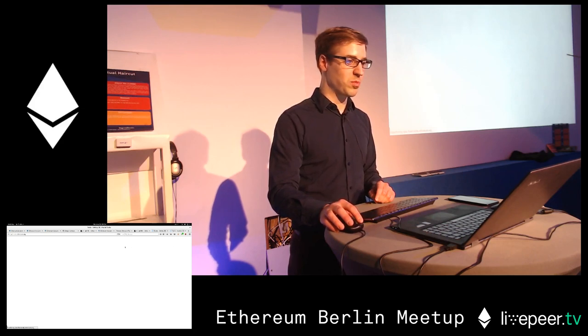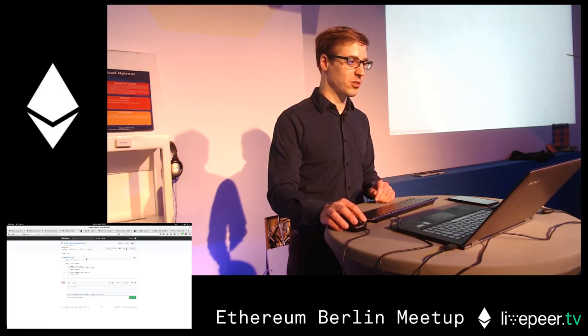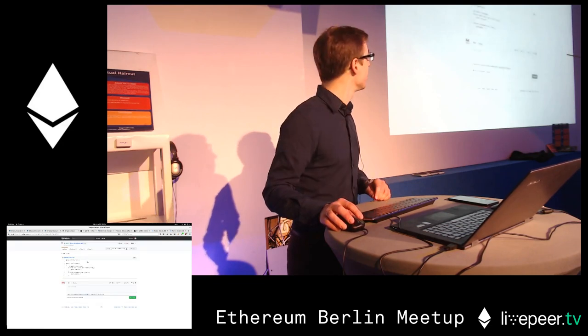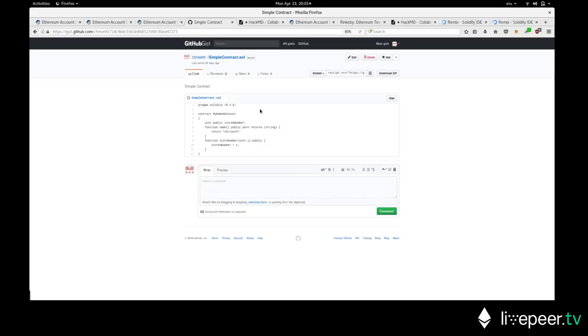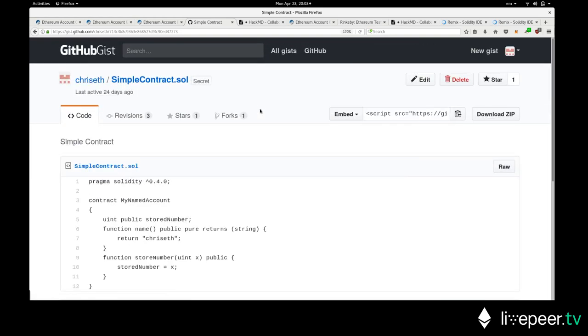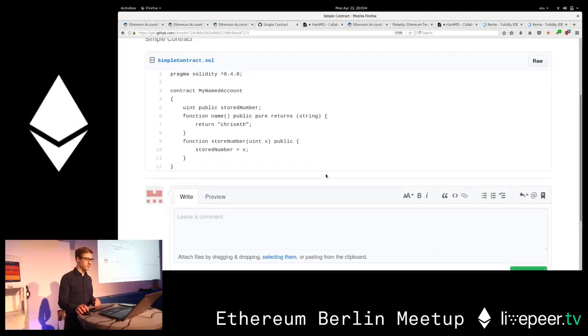So perhaps start by pasting the simple contract source code that you have here into the source code part. There is a rather complicated smart contract there by default. You can just erase that and replace it by this simple one. Yeah, I can explain some aspects of the source code.